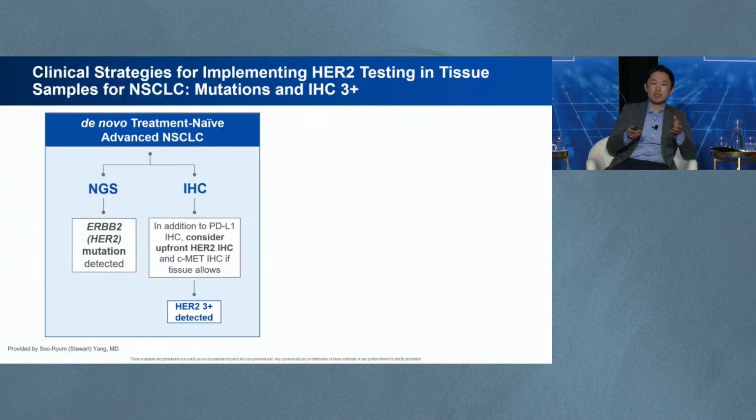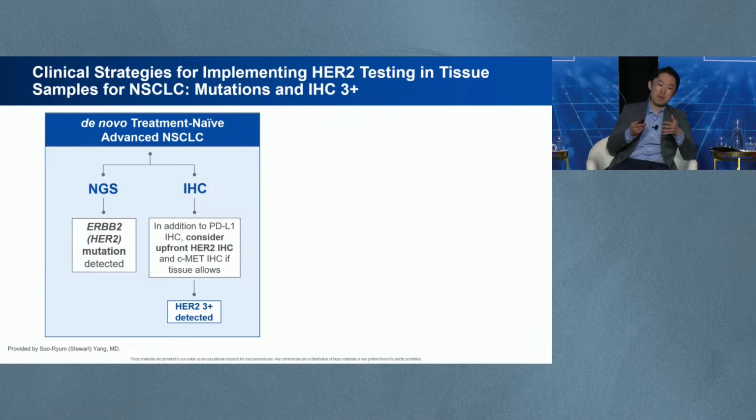So now we talked about the different types of assays. Now let's think about different ways to actually take these assays and create a clinical workflow that we can implement in our clinical practice. So here on the left, I think this is the most common clinical scenario where you have a de novo treatment-naive advanced non-small cell lung cancer patient that comes to your clinic.